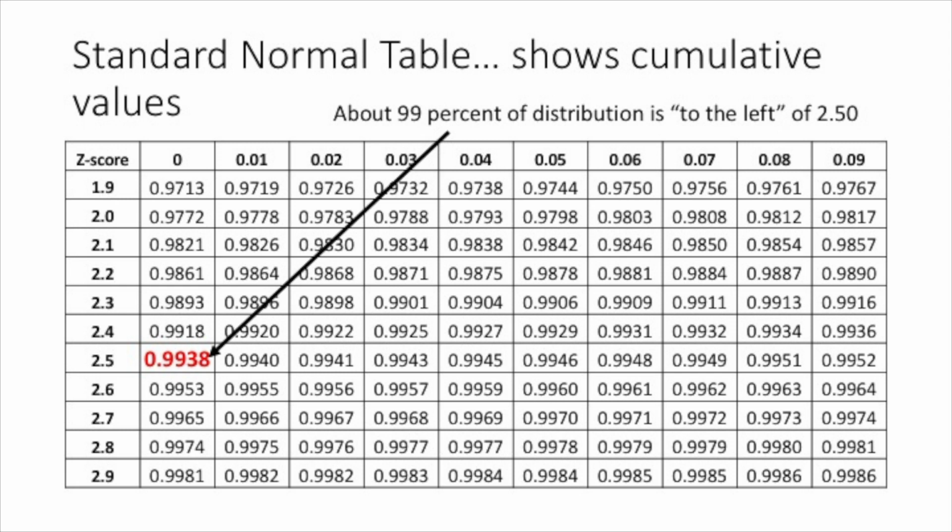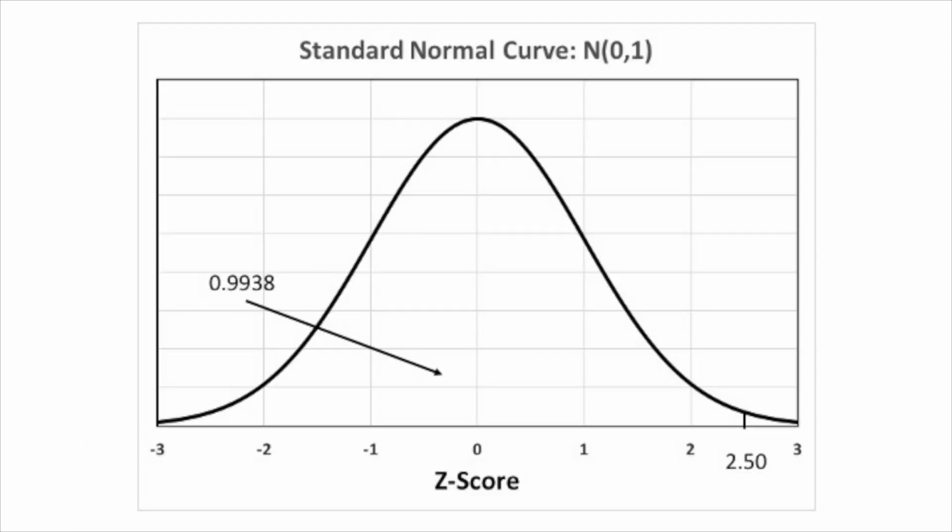Since the value we're looking for is exactly 2.5, you just go over to that first cell next to it in that next column over, and you see it in red, 0.9938. So this is what it looks like under the standard normal curve. You see the z-score of 2.50, and I put in an arrow there to show you that about 99.38% of the distribution is less than that 2.50.